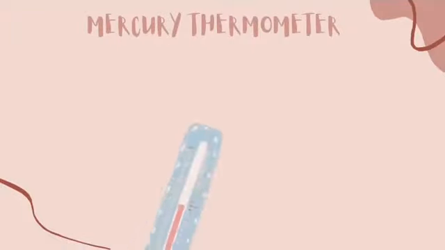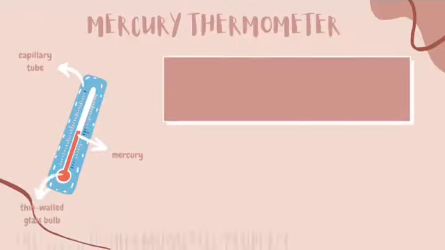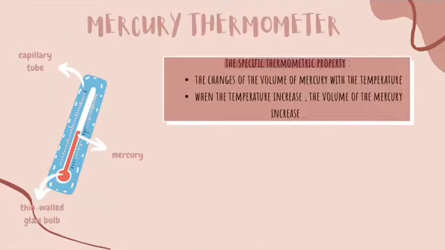Next, the mercury thermometer. A mercury thermometer contains a capillary tube, mercury and a thin wall glass bulb. The specific thermometric property is the change of the volume of mercury with the temperature. So as the conclusion, when the temperature increases, the volume of mercury also increases.